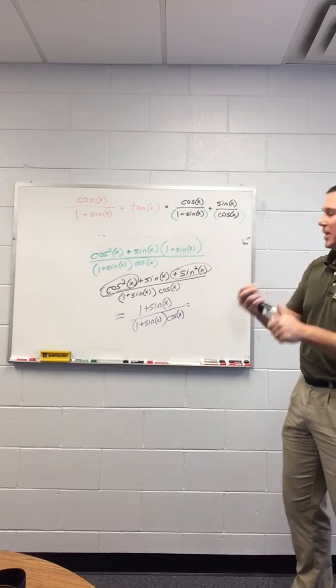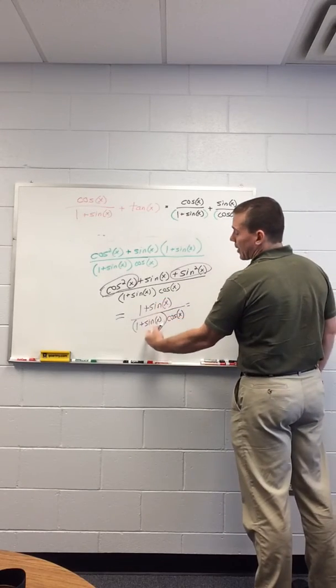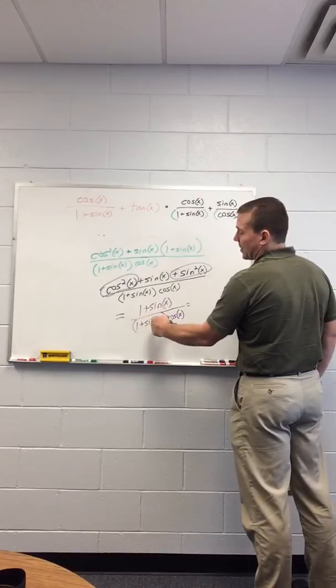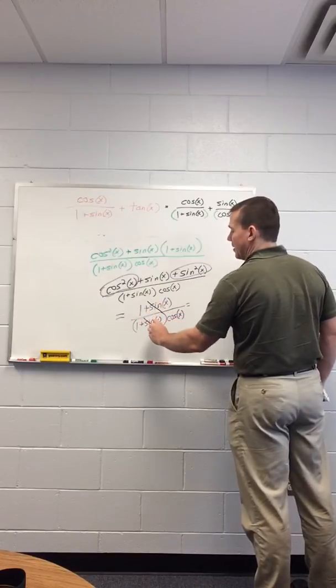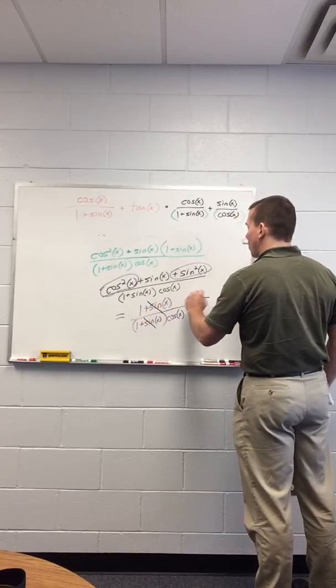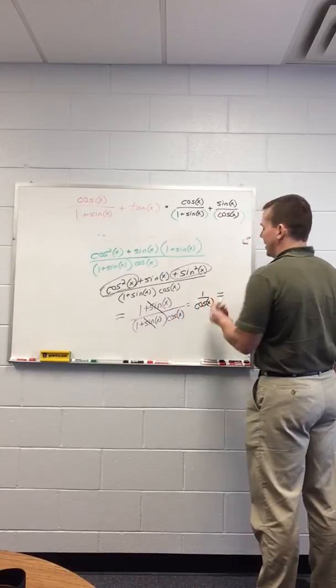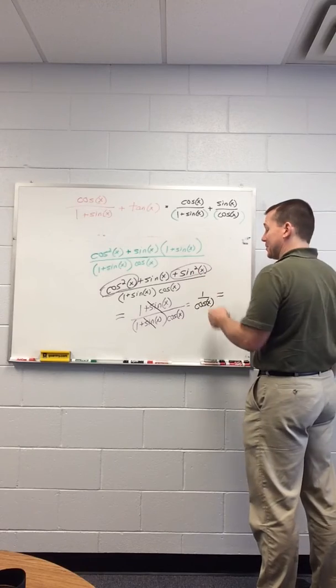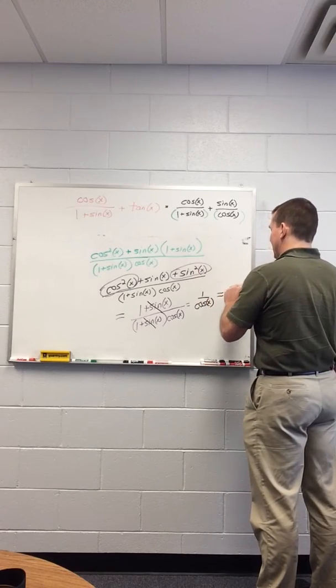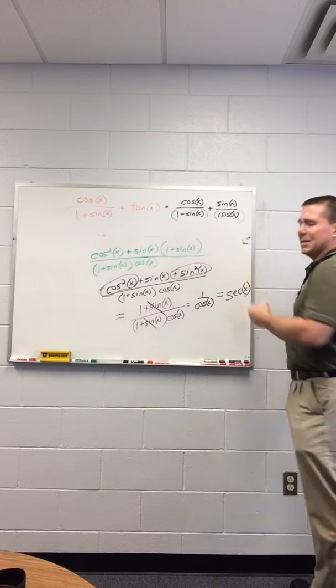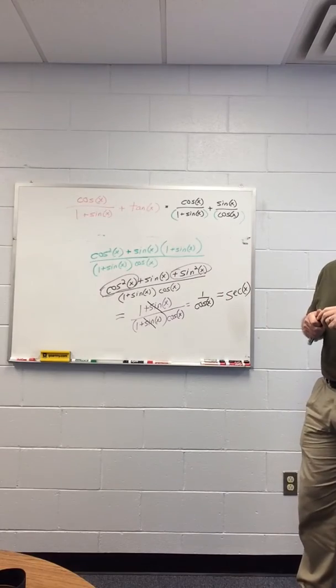But now we see what we can do. Now we have a common 1 plus sine x on top and bottom. Cancel it out. And all that's left is 1 over cosine x. And cosine x is the reciprocal of secant, so 1 over cosine is secant x. And there we go.